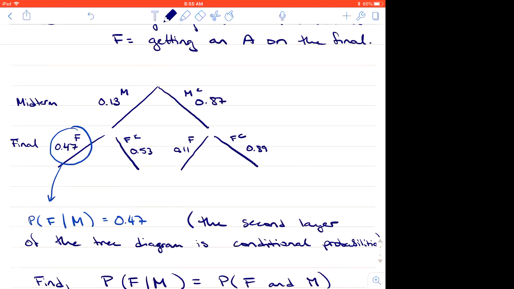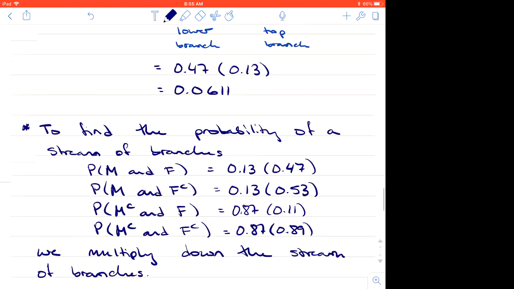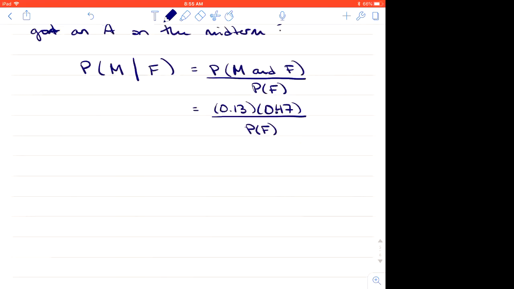Because the probability of getting an A on the final, just in words, is the same as me getting an A on the midterm and getting an A on the final, or the probability of not getting an A on the midterm but getting an A on the final, right? So we need to find the probability of F.